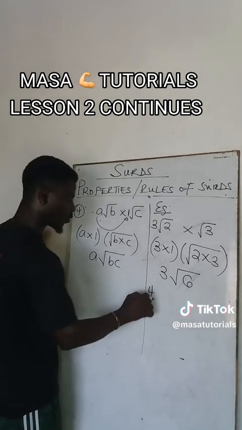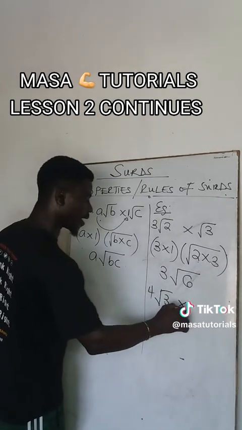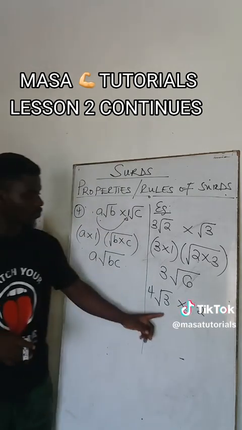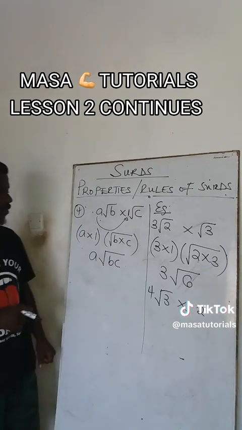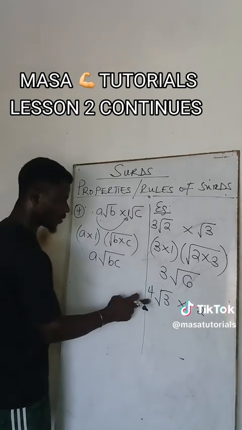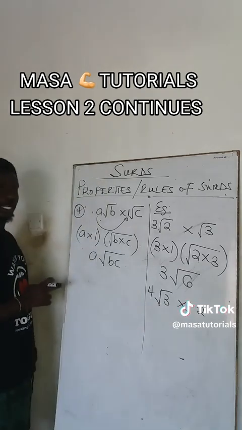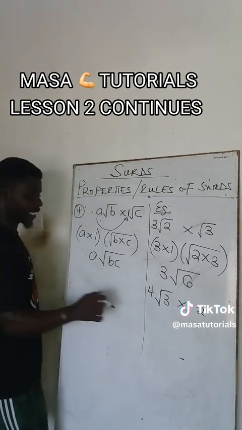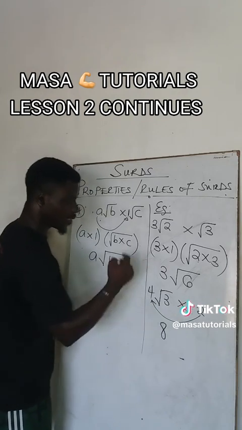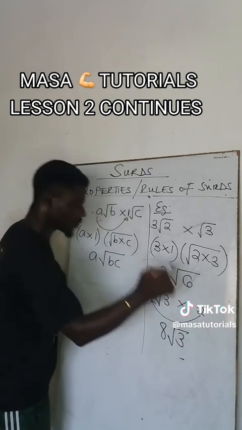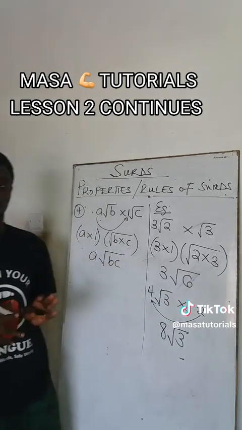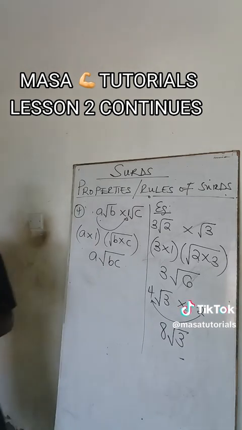Let's see, if I have 4 square root of 3 times 2. Now, this 2 is not inside the square root, and this 4 is not inside the square root, so they multiply. So I get 4 times 2, which is 8. Then we have square root of 3. Don't forget, you don't have any other square root of 3 here, so you just drop it. Very simple as that.